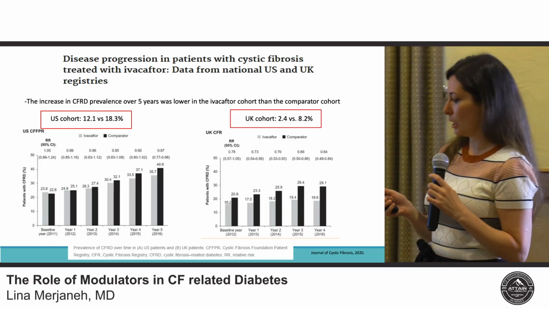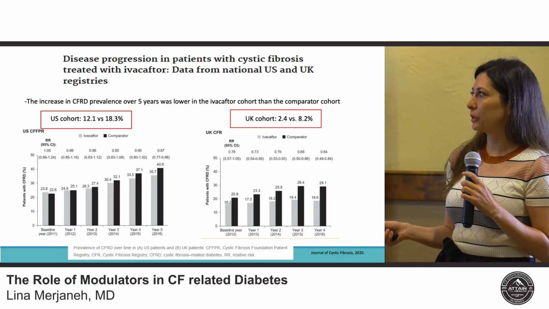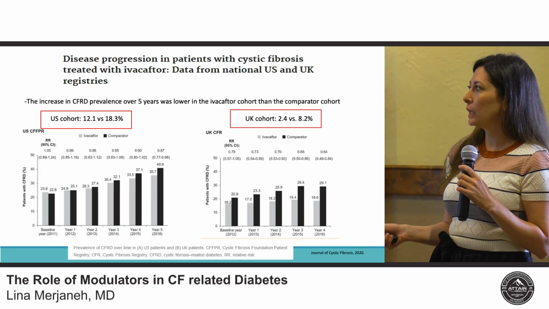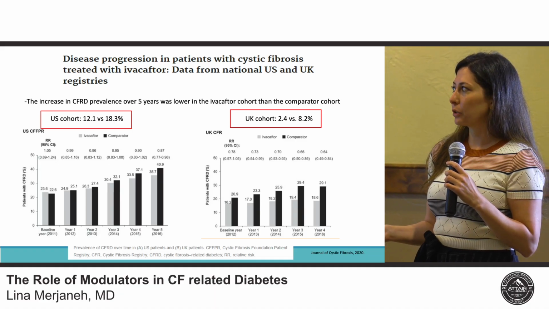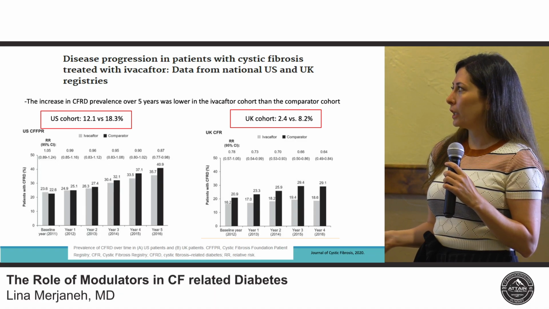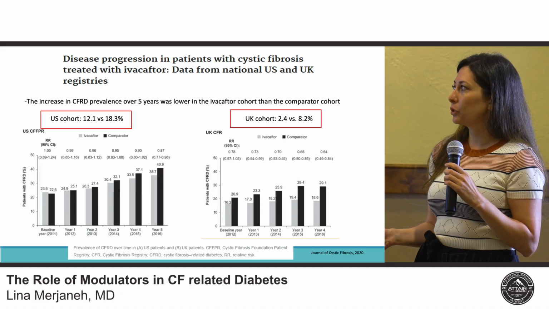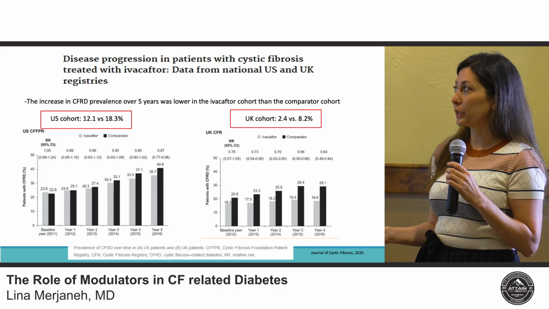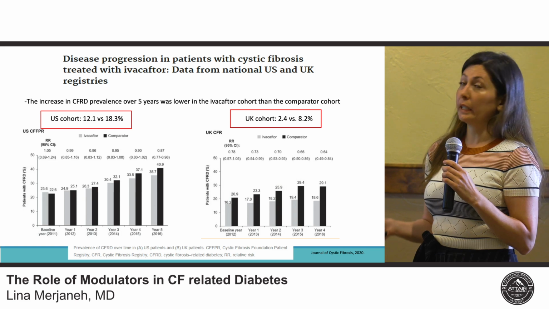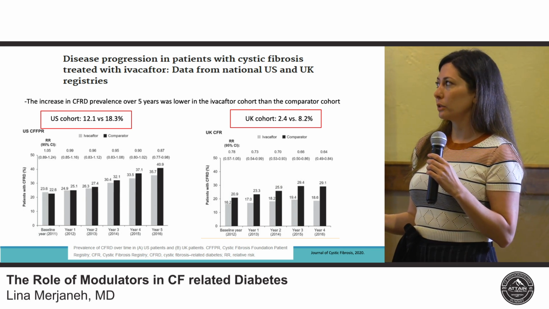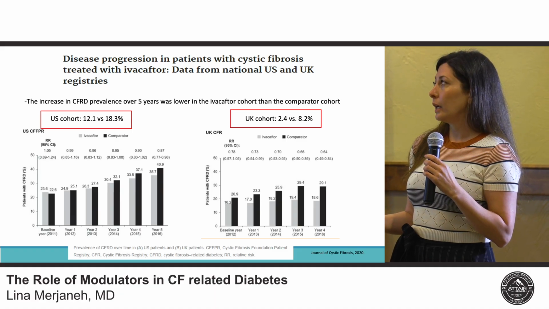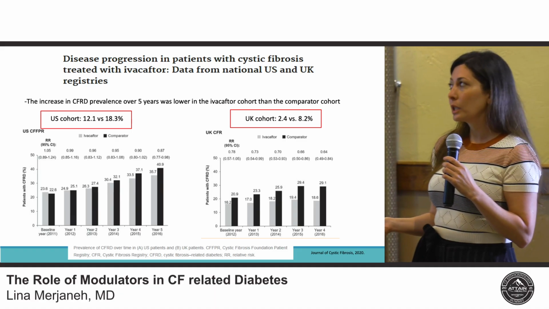Here on the left is the US cohort. The gray is ivacaftor treated, and the black is the comparator cohort. And this is the UK data here. Over time, the prevalence of CFRD was lower, or the increase in prevalence of CFRD was lower, in the ivacaftor treated compared to the comparator cohort in both the US and the UK cohort.